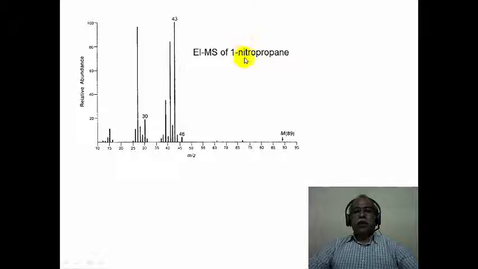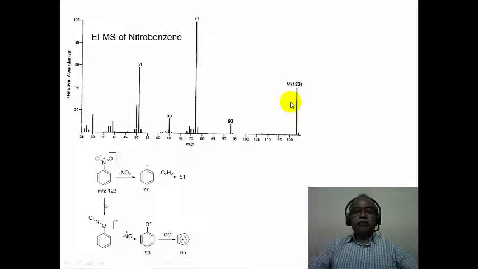43 corresponds to the propyl cation. In other words, NO2 is lost from 1-nitropropane, so you get a propyl cation which corresponds to this particular peak. And the propyl cation can further undergo fragmentation, with the loss of a CH3 group, to give the ethyl unit registered at 27, which corresponds to this particular fragmentation pattern.